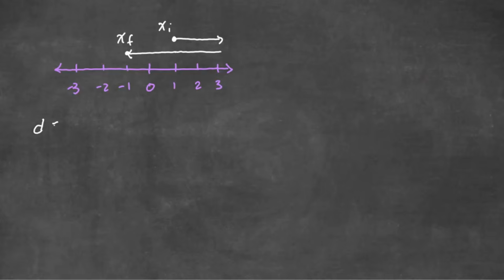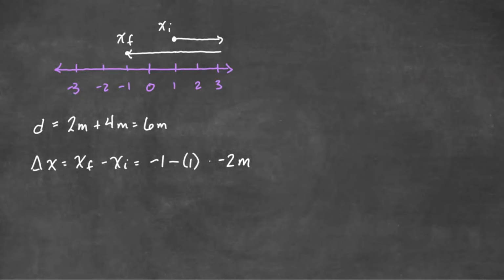So the distance is the total ground covered. We went to the right 2 meters and we went to the left 4 meters. So 2 plus 4 is 6 meters. The displacement only cares about your initial and final position. It doesn't matter how you got there. So our final position is negative 1. Our initial position is 1. So negative 1 minus 1 equals negative 2 meters.